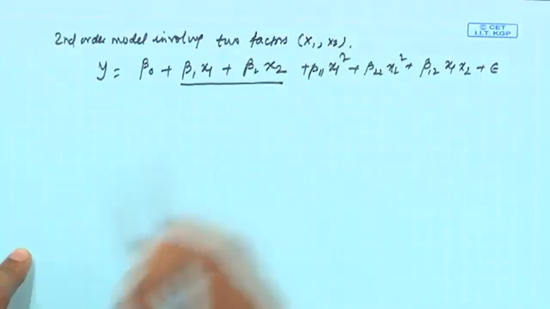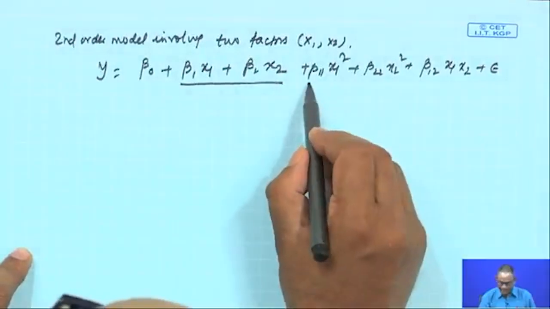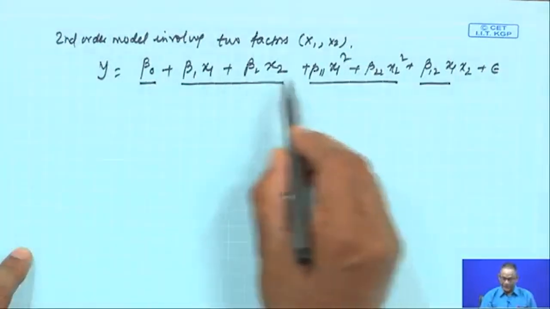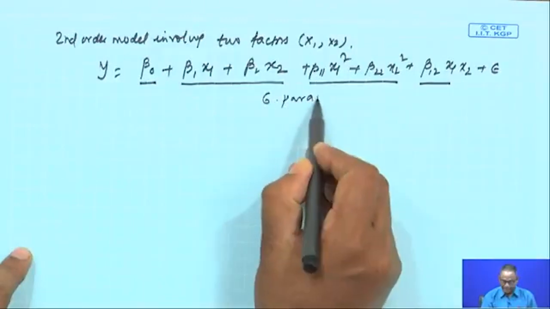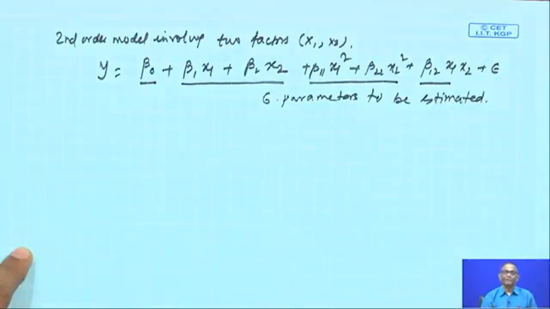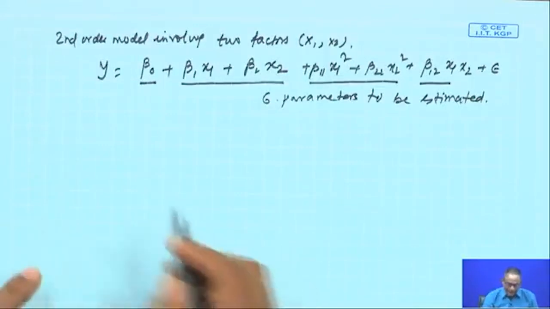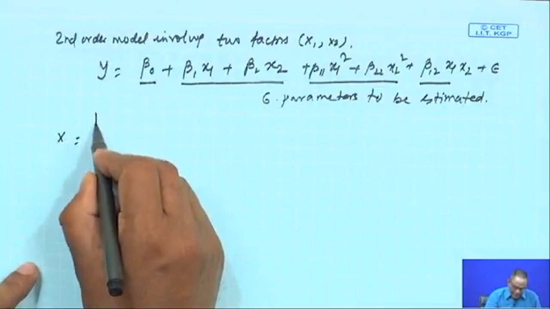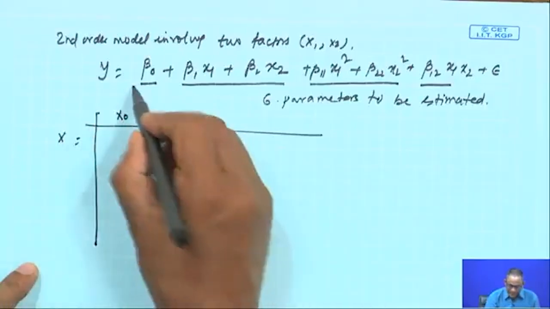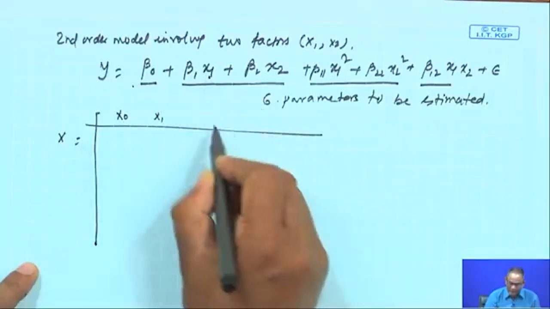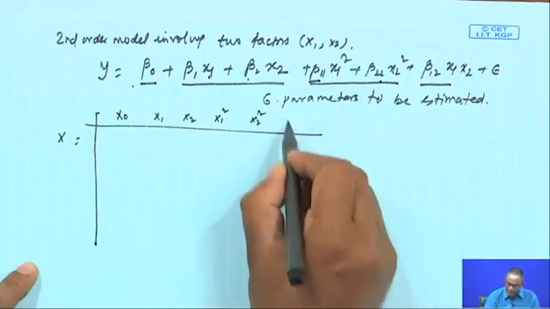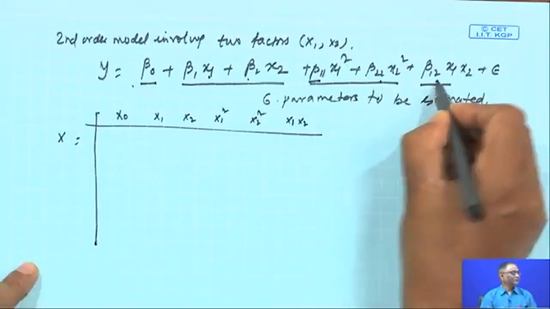So, this is for first order main effect, this is for second order main effect, this is for interaction, and this is for intercept. So, 1, 2, 3, 4, 5, 6 parameters to be estimated. So, what is your design matrix? The design matrix is X. What do you require? You first write x 0 for beta 0, then x 1 for beta 1, x 2 for beta 2, then x 1 square for beta 11, x 2 square for beta 22, and x 1 x 2 for beta 12.